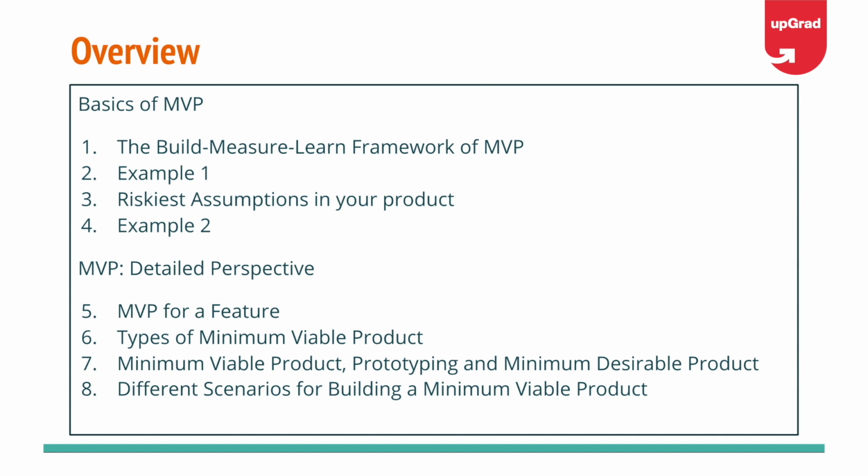We'll first talk about MVP for a feature, which is probably more frequent in an established company. We will try to understand the different types of minimum viable product that we will be using. We will try to understand the difference between minimum viable product, prototyping, and minimum desirable product. And finally, we will understand the different scenarios for building a minimum viable product.